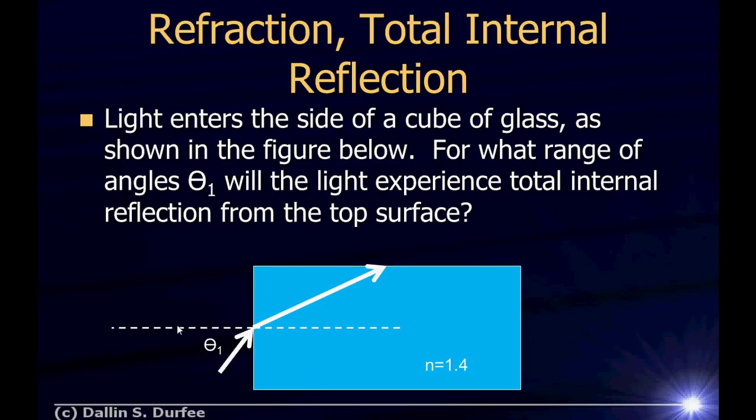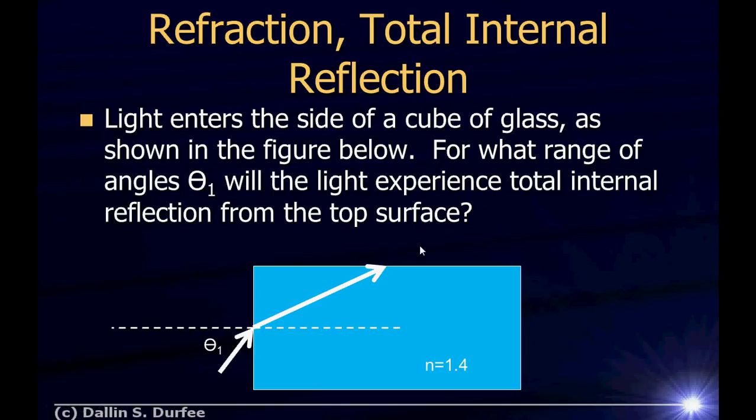Okay, so the idea is I have light entering here. It's going to bend at this surface. It's going to get to the top surface, and we want to know, are we going to get total internal reflection? For what angles theta 1 will I get total internal reflection up here?